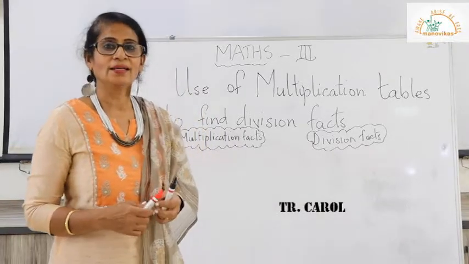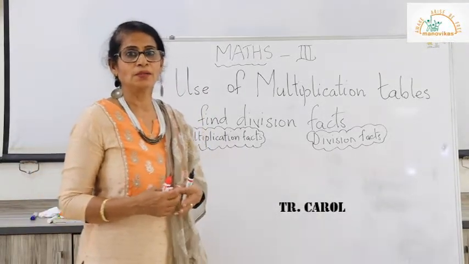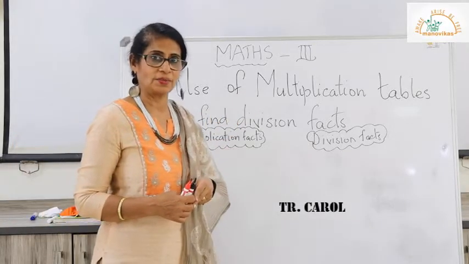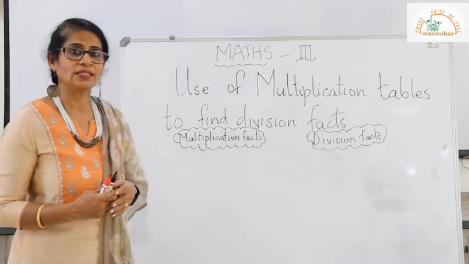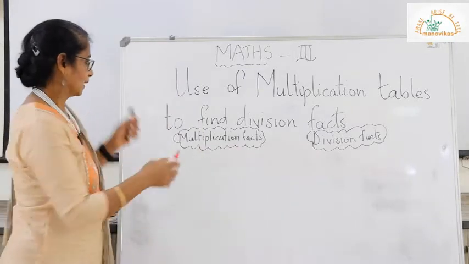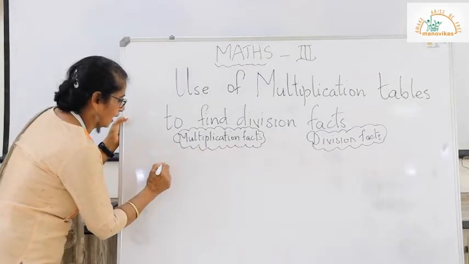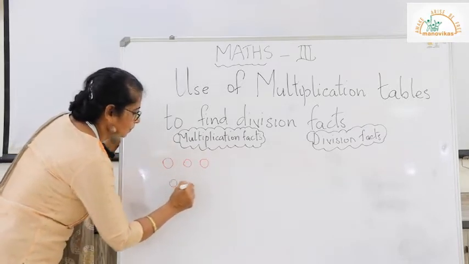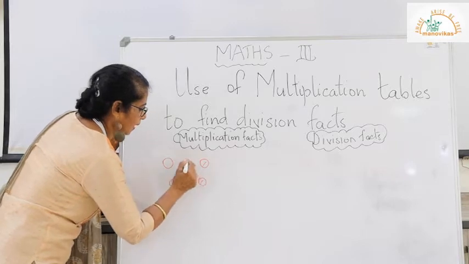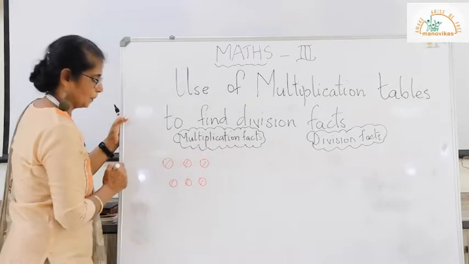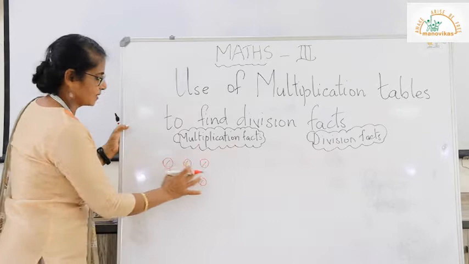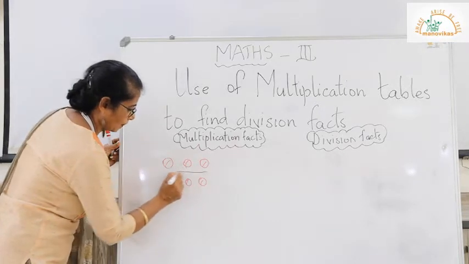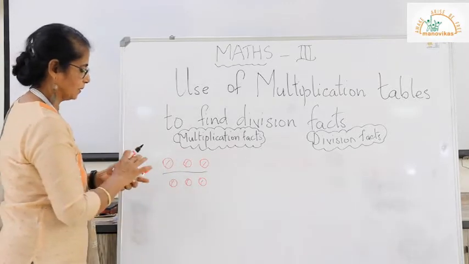Children, let us do a little more about division. By using multiplication tables, let us find out the division facts. Here, say we have 6 balls. Now, these 6 balls, if we divide them into 2 rows, there are 6 balls in 2 rows.